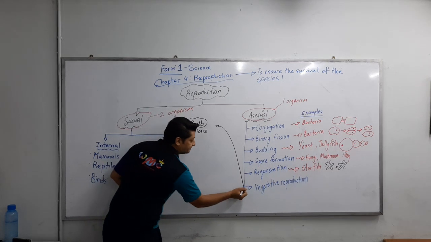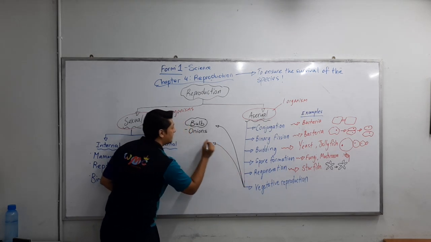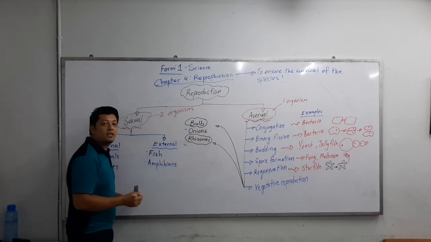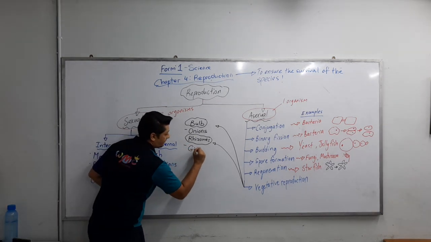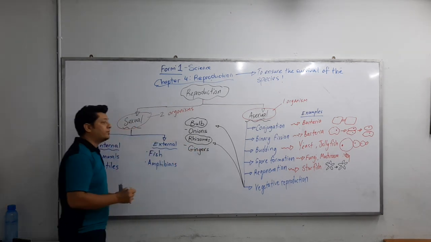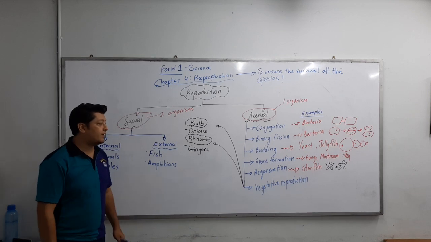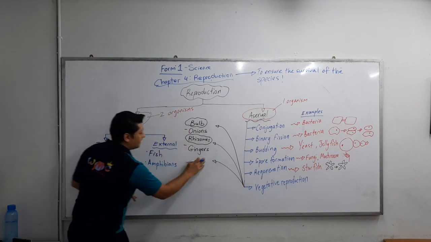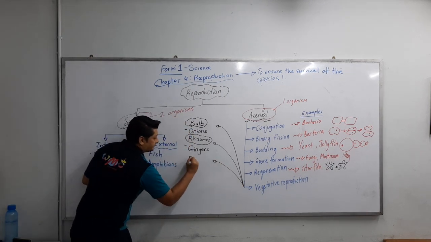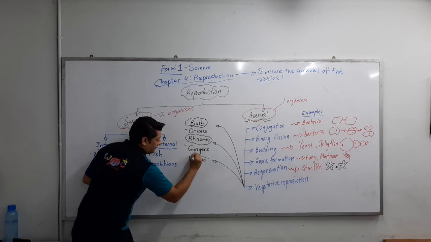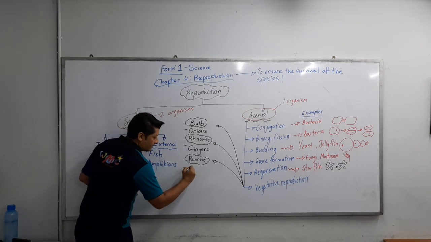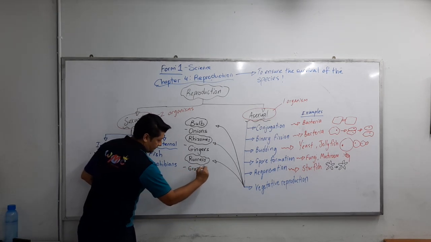Second one is rhizomes. For rhizomes, the example will be ginger. Ginger reproduces through rhizomes, which is under vegetative reproduction. And then the third one will be runners. The example of runners will be grass and even strawberries.